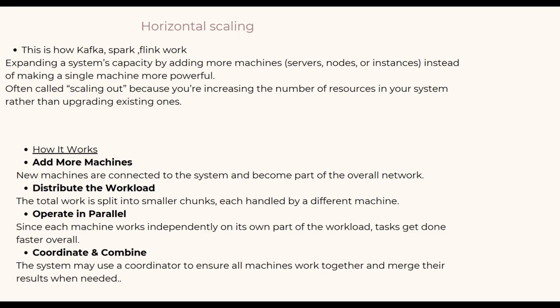But now there is horizontal scaling, which creates servers and clusters and nodes in such a way that it replicates the service. If you just read how it works, it expands the system capacity by adding more machines or servers, instead of making one machine more powerful, often called scaling out. And this is how it works. It adds more machines, so it adds more clusters within itself, and they become like one network. It distributes the workloads between the different workers or nodes, and it coordinates all this. So they operate in parallel.